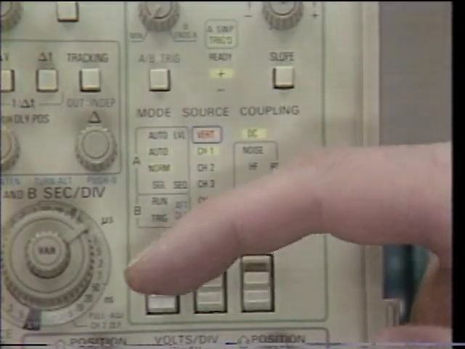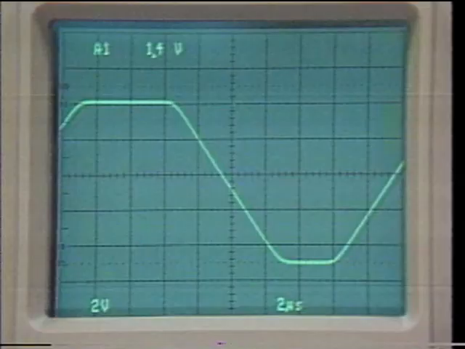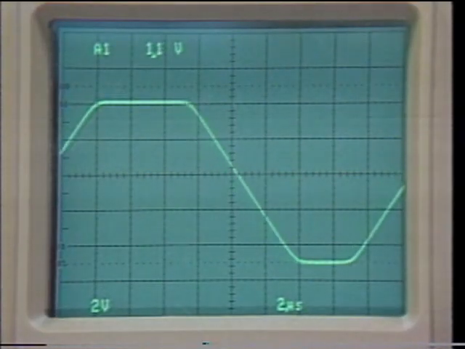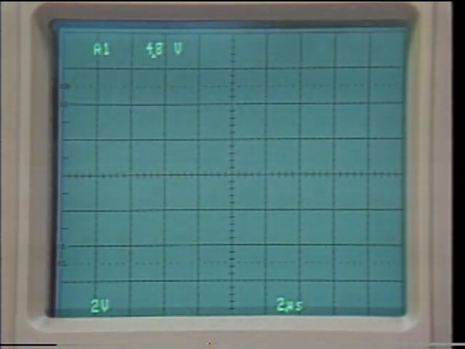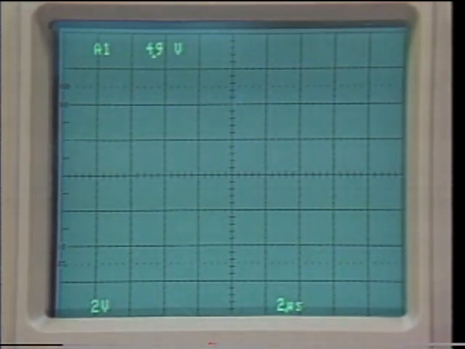The normal mode is identical to the auto mode, except that when the signal is not sufficient for a trigger, the CRT is blank. No sweep occurs.